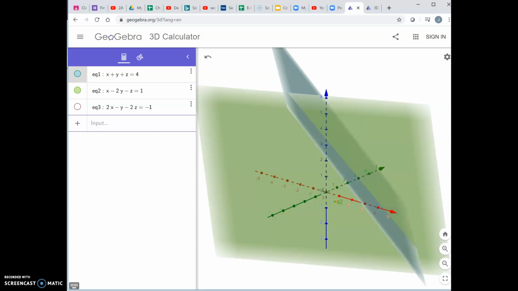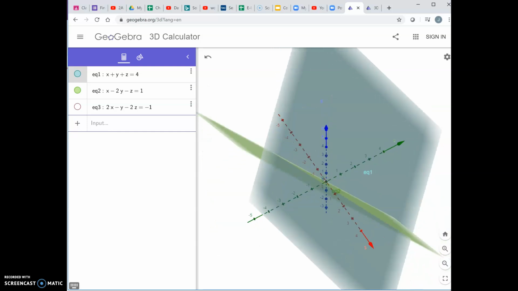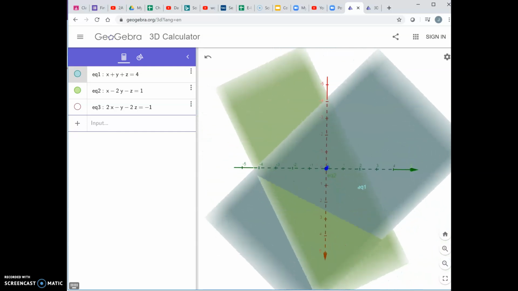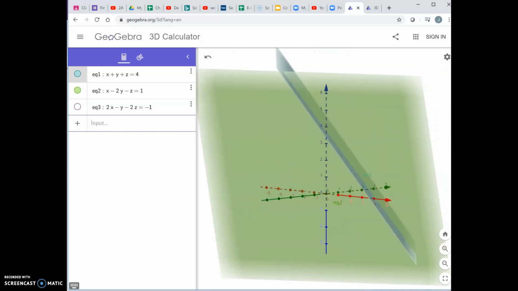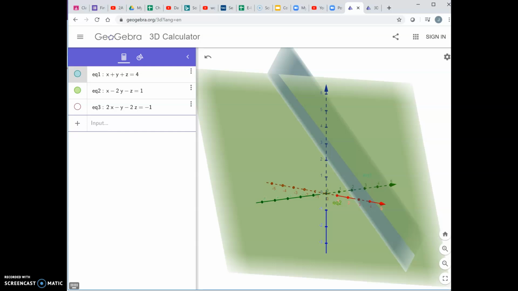All right, ready? Equation 2. So that's the green one. How many times do plane 1 and plane 2 intersect? How many times do the green and the blue plane intersect? Can you tell? That's actually an infinite amount of time. That's why you can't find the answer by just using equations 1 and 2. You have to involve equation 3 at some point.